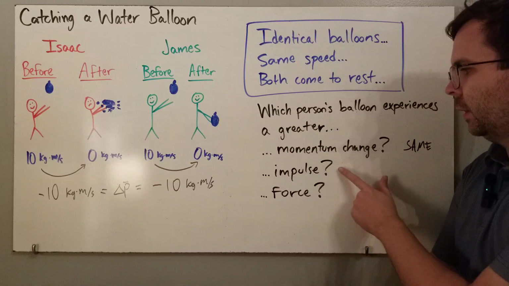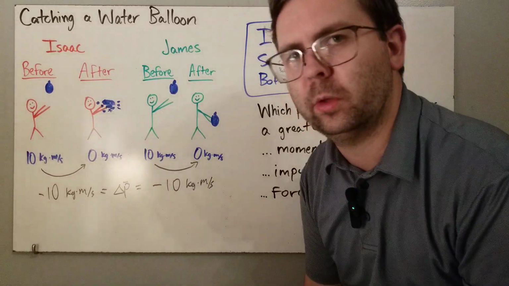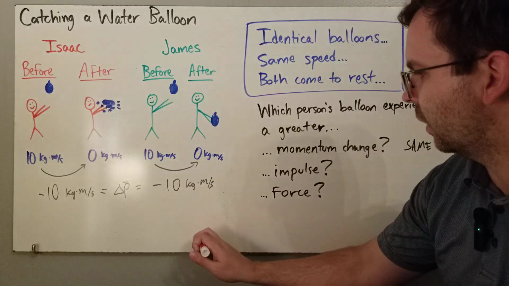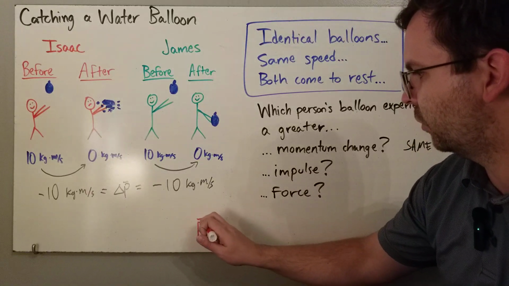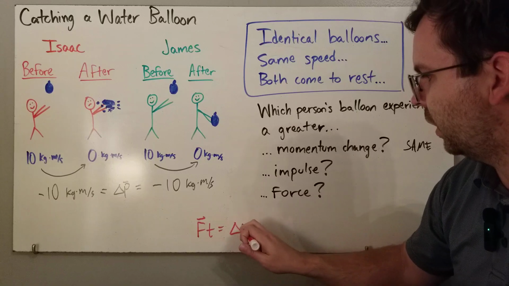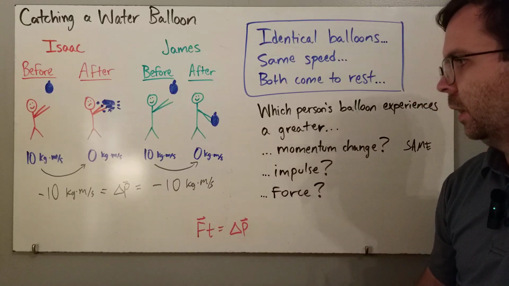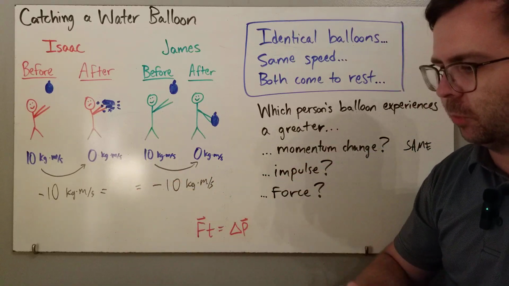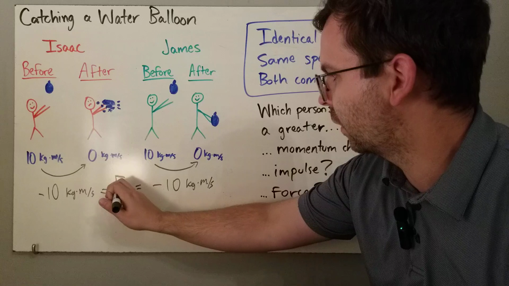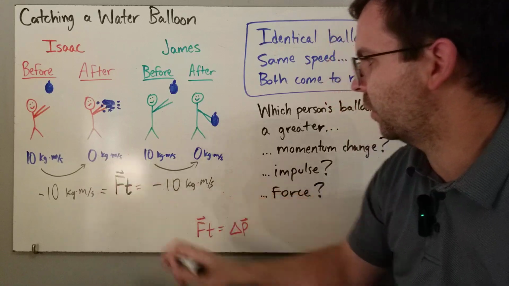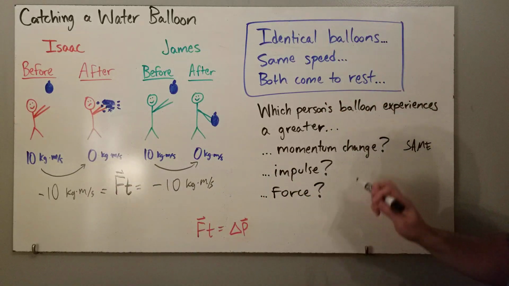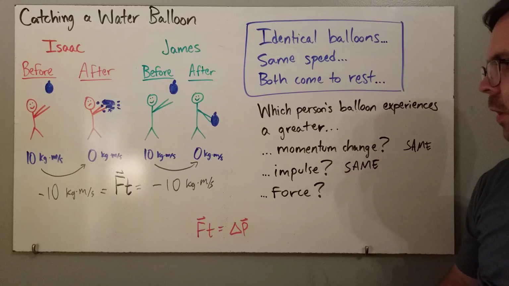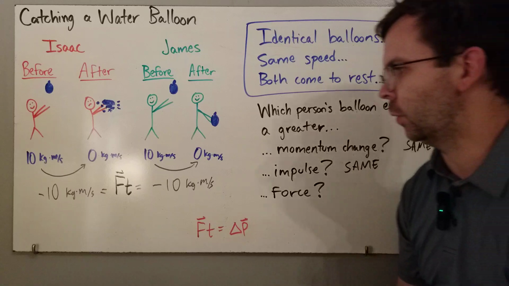Now, if you remember, impulse is equal to the change in momentum. There's an equation that we've written down before. I'll write it down again here. The impulse on an object, Ft, is equal to the change in that object's momentum. And so change in momentum and impulse are the same, so I could just replace this change in momentum with the product of force and time, and I would get the same thing. The impulse is also the same for these two balloons, because impulse and momentum change are equal.